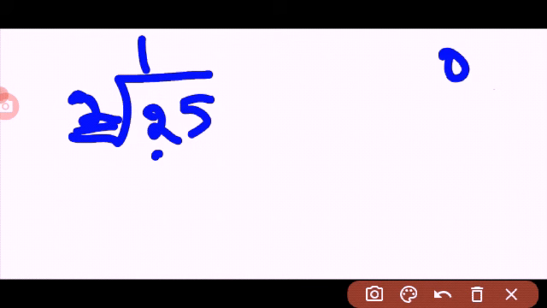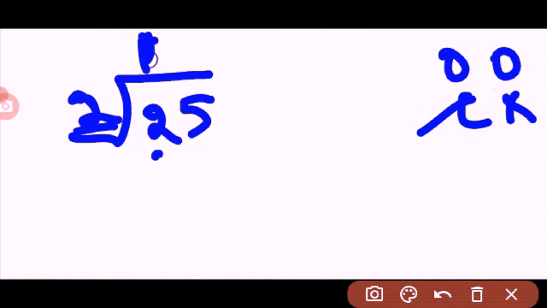Let's check it. These are the people here, 2 of them. They share 2 things. 1, 2. The things they're sharing is already finished. This person got 1. This person got 1. Everybody got 1. So 2 share 2, that is 2 divide 2, gives you 1. This one that I wrote up here, when you do the divide, the answer must be up. Then after divide, what's the next one?